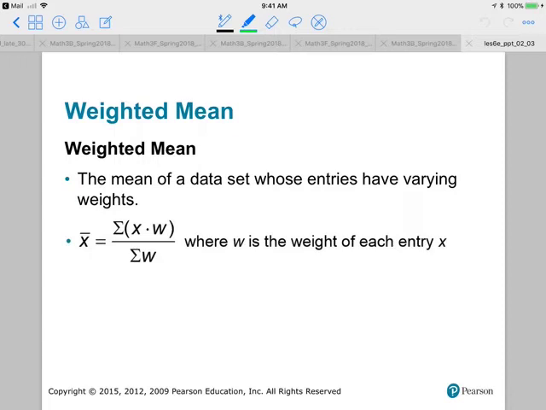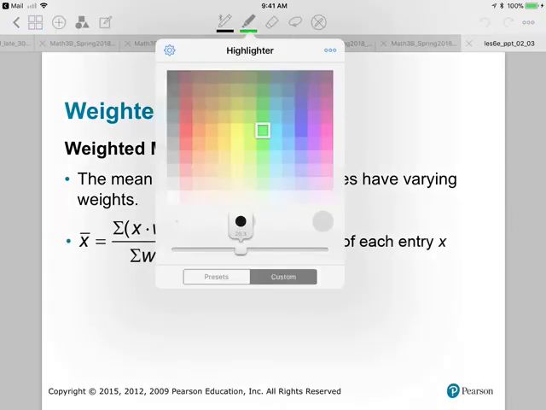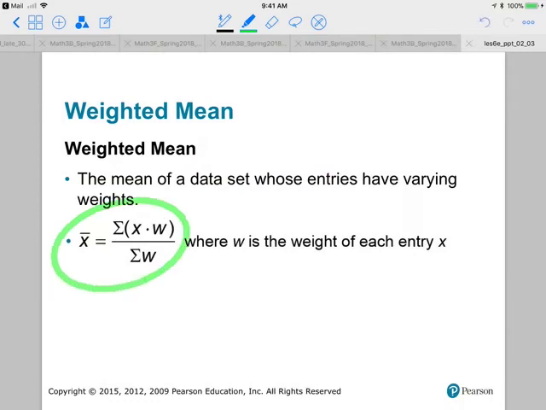So weighted mean is a mean of a data set whose entries have varying weights. So you have a data set and you've got data entries, but not every entry counts the same, right? So not every entry weighs the same. So here's our formula for the weighted mean. Our formula is X bar equals the sum of, so you have your weights, you have your values, and then divided by the sum of your weights.